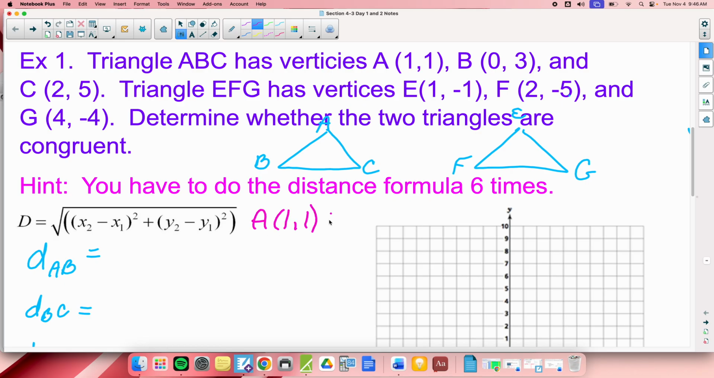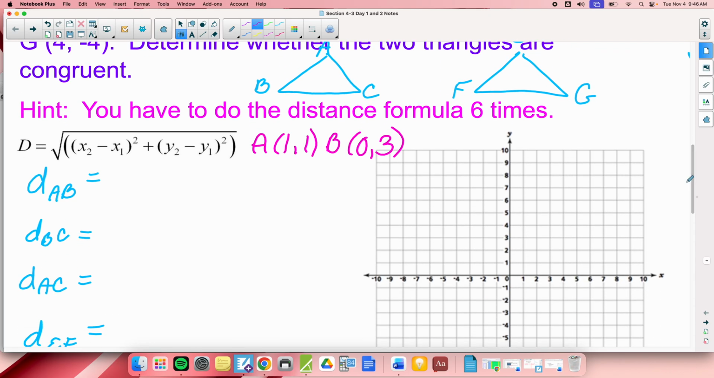They tell us that A is (1, 1) and B is (0, 3). The distance formula is right here, and when you do these, think of this as x1, y1, and x2, y2. What we're going to do is go ahead and find the distance between A and B.